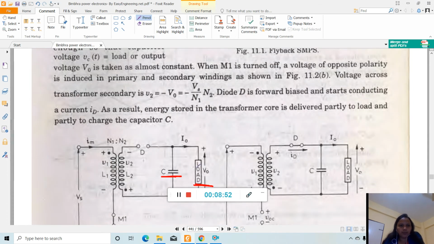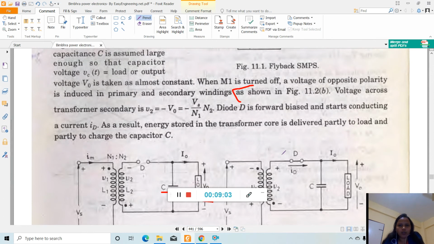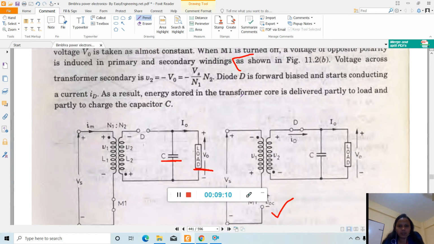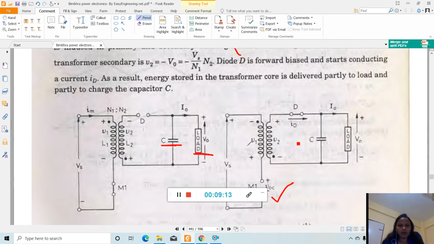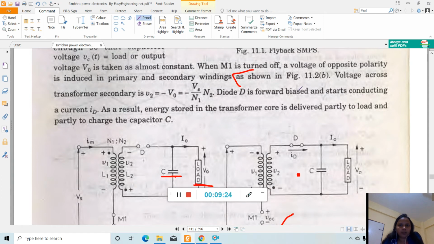Now when M1 is off, a voltage of opposite polarity is induced in the primary and secondary winding. See, this is the opposite polarity. Here this is plus minus and minus plus; it is opposite here, minus plus and plus minus. Due to this opposite polarity, the voltage across the transformer secondary is now V2 equal to minus V0, that is equal to minus Vs into N2 by N1.